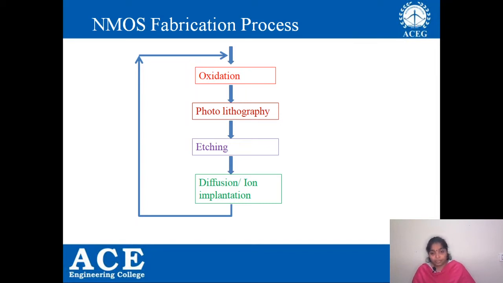So I am not going to repeat all this process again. Why? Because you know the oxidation, photolithography, etching process, right? After going through these 3 processes, you are able to select that particular area, right?